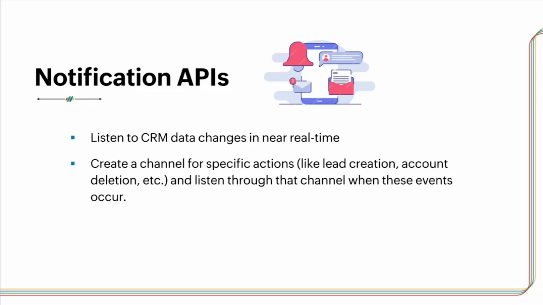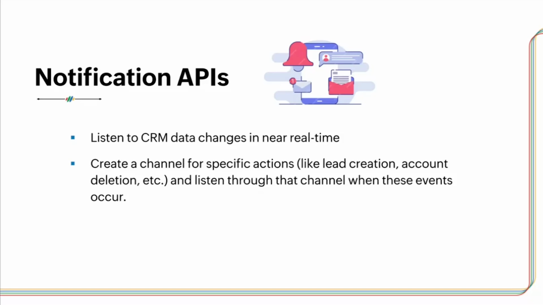What happens in notification APIs is that you create a channel for a specific action. For example, you create a channel to be notified when a lead is created or an account is deleted. When you create a channel, you can listen through the channel when these events occur. So let's say I have created a channel through the notification API to notify me when a contact is deleted. When it happens, I get a notification. This is very useful because we know exactly what is happening with our data.